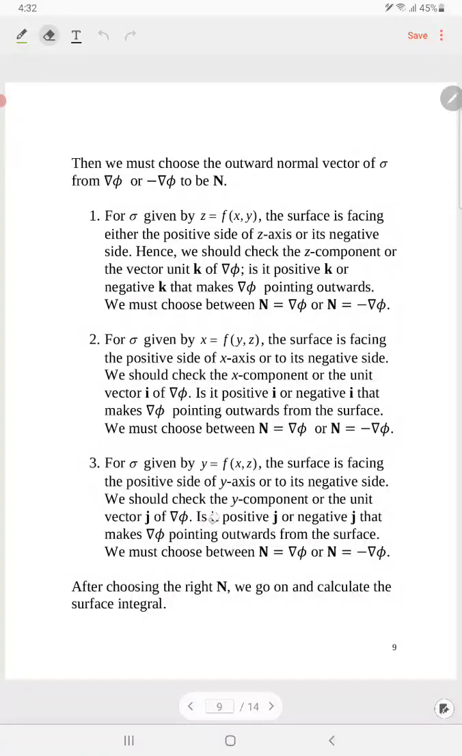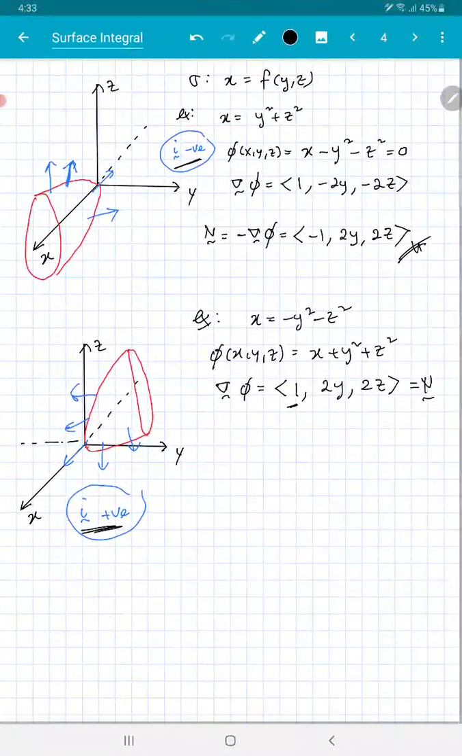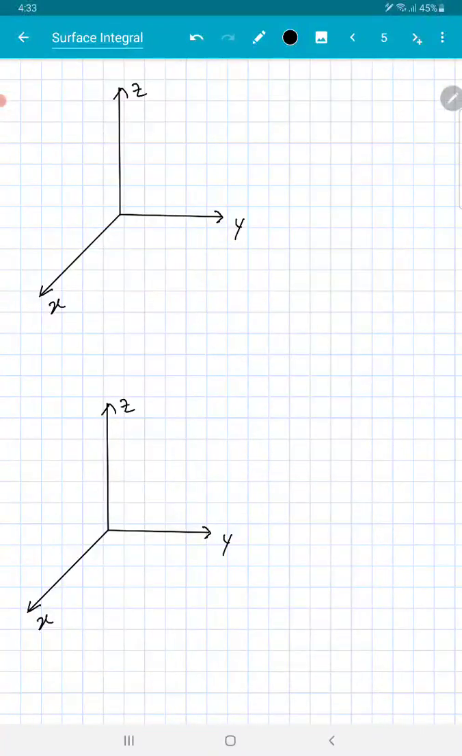So what you do is you check for the y component, which is your j. So you check whether you want your j to be positive or negative. Then your normal vector is either del phi or negative del phi. Okay, let me explain that again in much more detail. Now for example, let's say your surface is given as y is equal to x squared plus z squared.